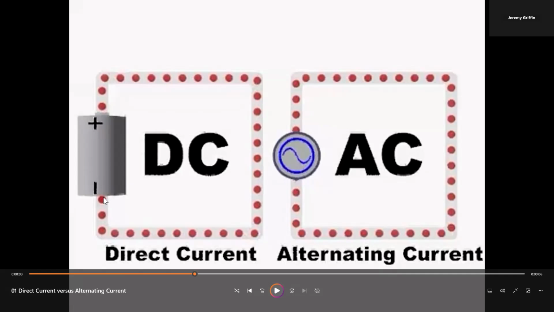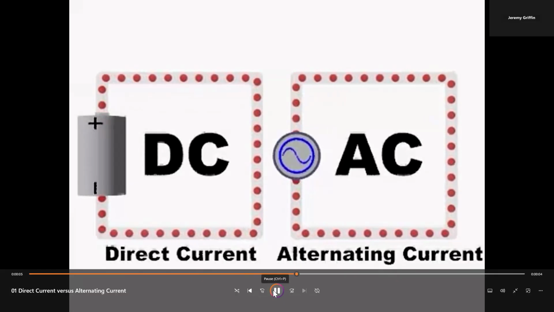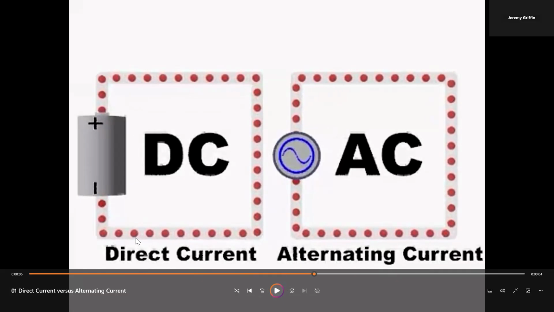So, guys, when I play this animation, shouldn't these red dots actually be going from the negative side to the positive side? Right? But that's not what this animation shows. This animation is showing going from the positive to the negative. You guys see that?